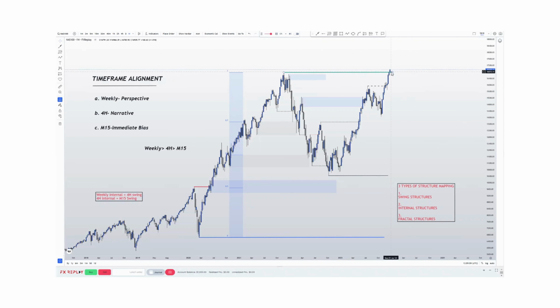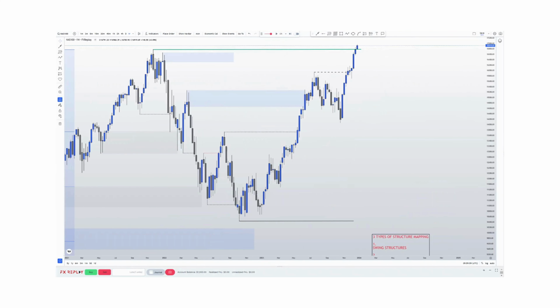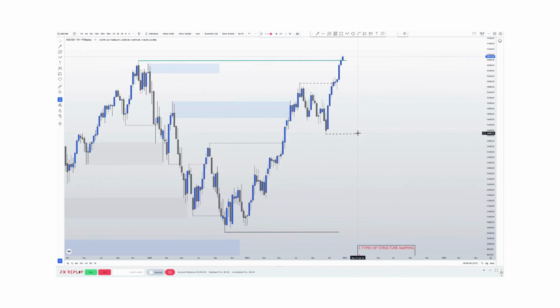And that's that point. We have a close above. This was the internal week of the H4 of the weekly. We now have a new internal strong, internal protected on the weekly. Internal strong. See, we have the internal like this.